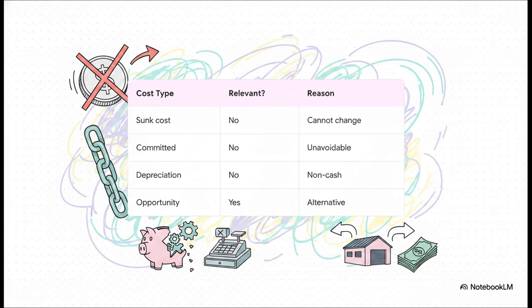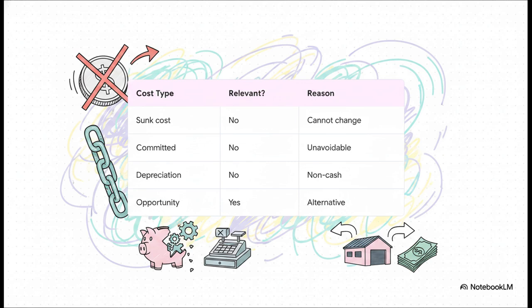And this brilliantly illustrates where examiners and, quite frankly, the real world will try to set traps for you. Sunk costs, like money you already spent on market research last year, exclude them entirely. You can't change the past. Committed costs that you're legally obligated to pay anyway, exclude those too. Depreciation, ruthlessly exclude it. Because it is an accounting fiction, it's not an actual movement of cash.